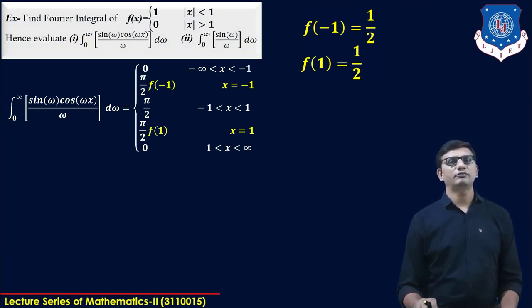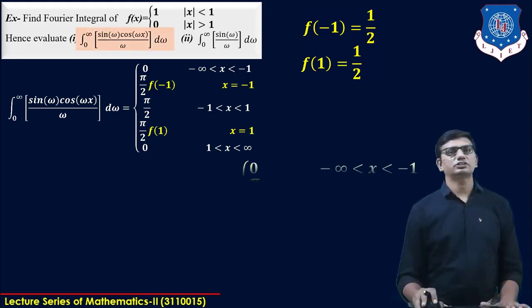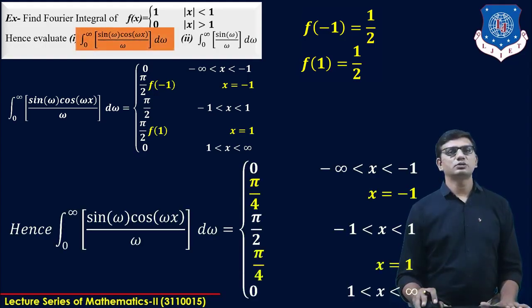Now we will put f of 1 and f of minus 1 in this Fourier integral, and after putting the values of f of 1 and f of minus 1, we get this first result, which is integration 0 to infinity sine omega cos omega x upon omega d omega equal to pi by 4 exactly at x equal to minus 1, and pi by 4 at x equal to 1.